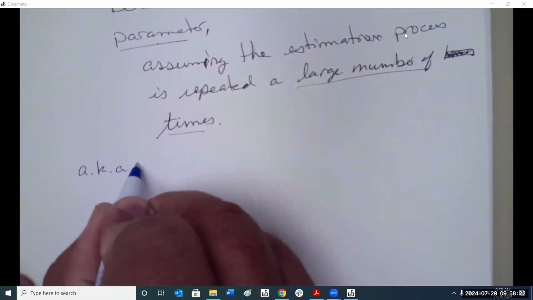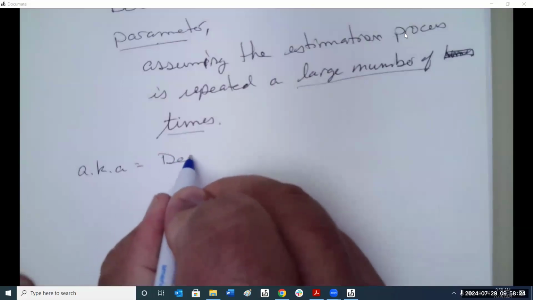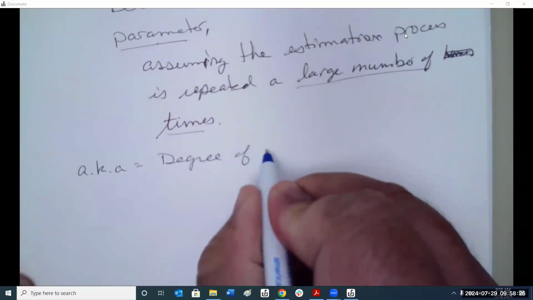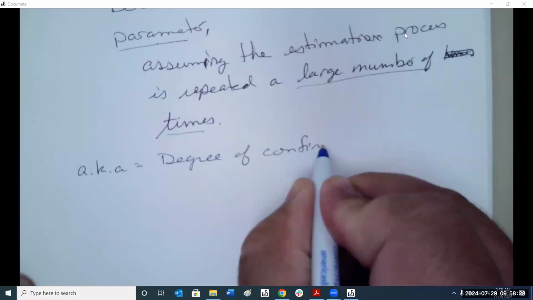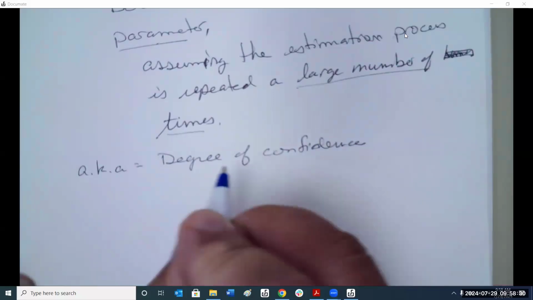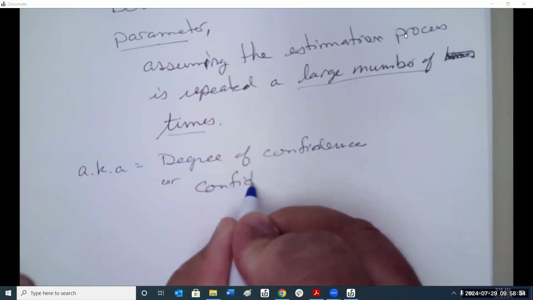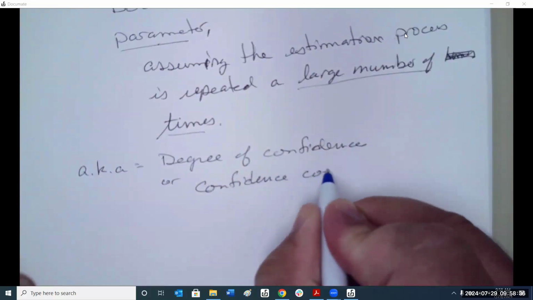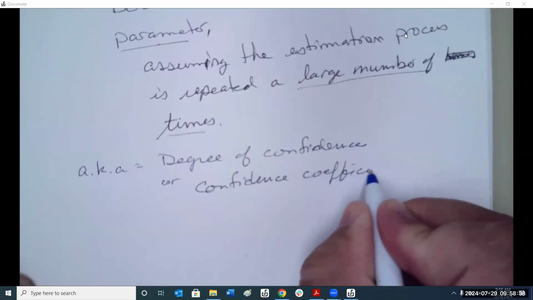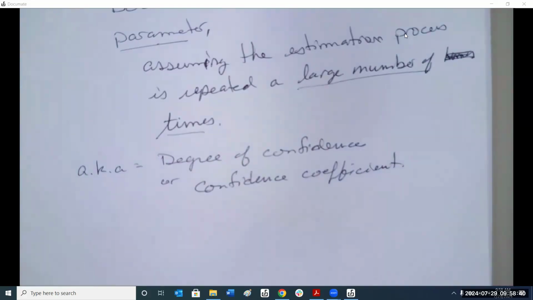Also known as the degree of confidence or the confidence coefficient. Because it tells us how sure are we that it works?